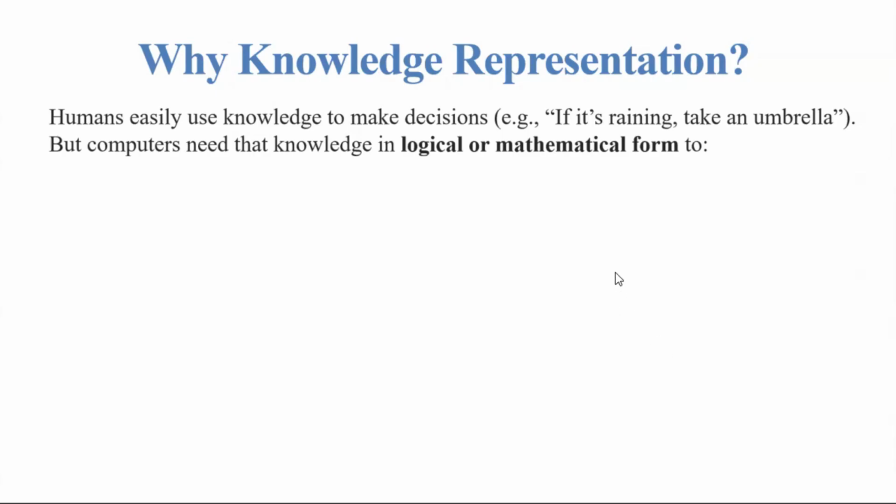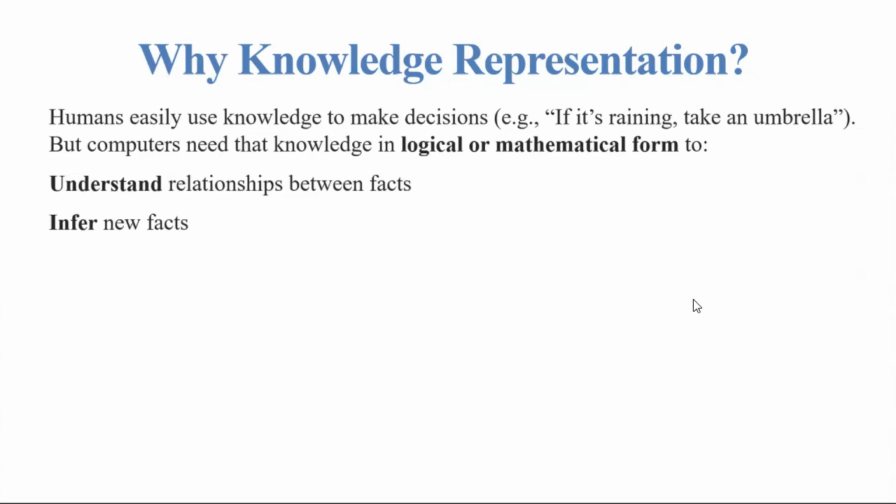Now, let's look at a computer. A computer doesn't have common sense or life experience. Even if it knows that it's raining, it won't automatically understand that it should carry an umbrella unless we explicitly represent that knowledge in a way the computer can understand. This is exactly why knowledge representation is needed. By representing knowledge in a structured and logical format, we enable computers to think in a logical way and solve problems. Knowledge representation helps AI systems do three important things.